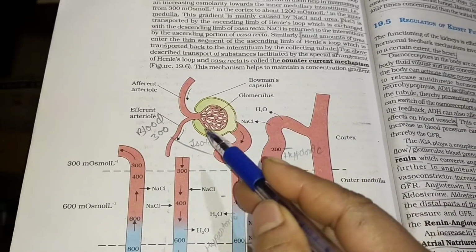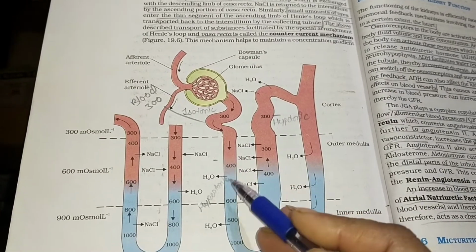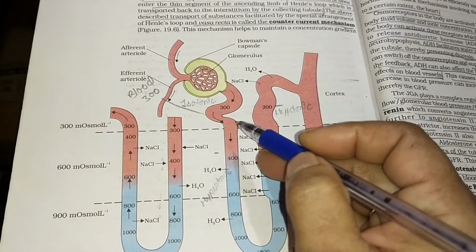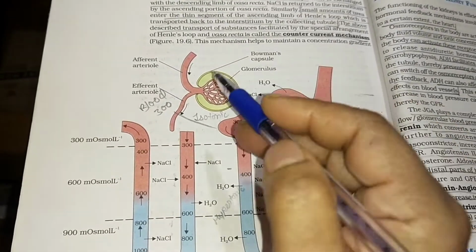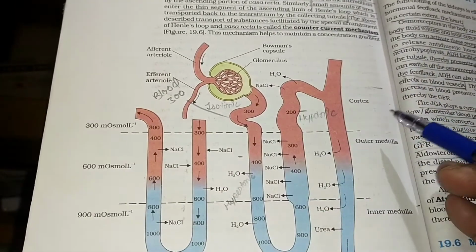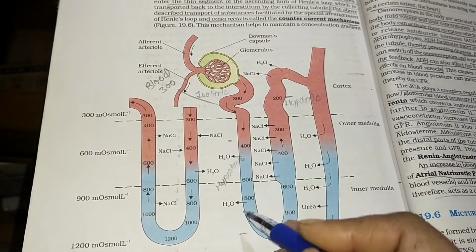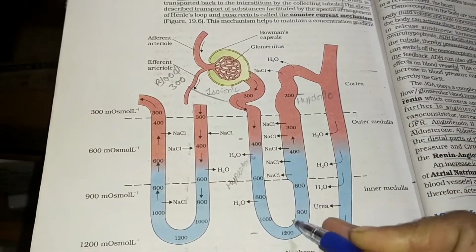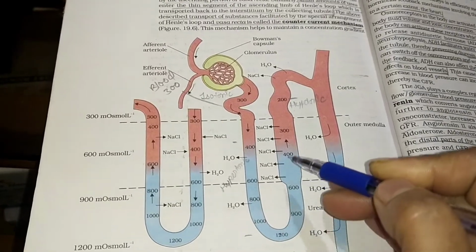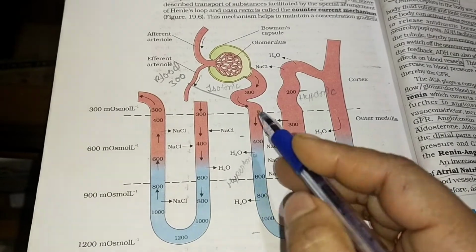So you can see here, this is the glomerulus, this is Bowman's capsule, this one is the PCT, then this is the Henle's loop, and then this is the DCT. The Bowman's capsule, PCT and DCT are present in the cortex region, and in the outer medulla and inner medulla, what is present there is the Henle's loop. This is called the descending loop of Henle's, and this is called the ascending loop of Henle's.